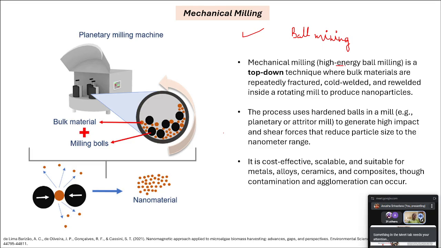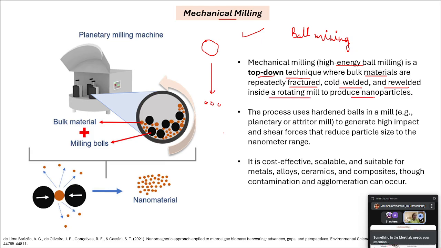So in the traditional approach that we are talking about right now, mechanical milling, which is high energy ball milling, is a top down technique. Just now we discussed like we have the bulk material and then we come down to the nanoparticles that we synthesize. So this is the top down approach. So ball milling or mechanical milling is a kind of top down approach where bulk materials are repeatedly fractured, cold welded and re-welded inside a rotating mill to produce nanoparticles.